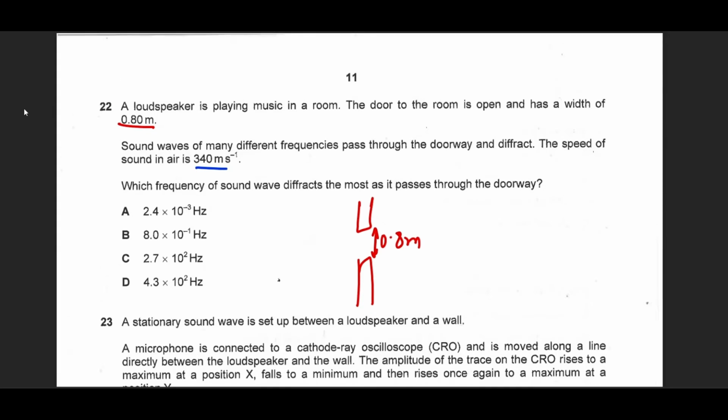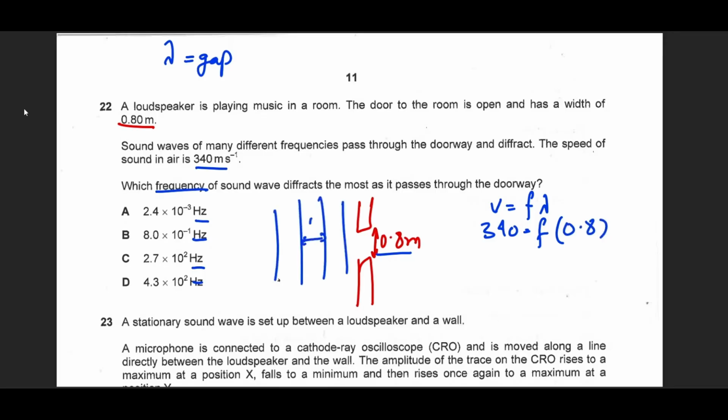Now we understand that for maximum diffraction, the wavelength lambda should be equal to the gap width, or at least smaller than that. If it is greater than the gap, then there will be no diffraction or almost no diffraction. Based on this idea, there are two approaches. You can use V equals F lambda, with velocity as 340. These options are all frequencies in Hertz. You can use the gap of the door as the wavelength, because by the theory, it should be equal. So when we find the frequency, it comes out as 425 Hertz, which is 4.3 into 10 raised to power 2 up to two significant figures, option D.